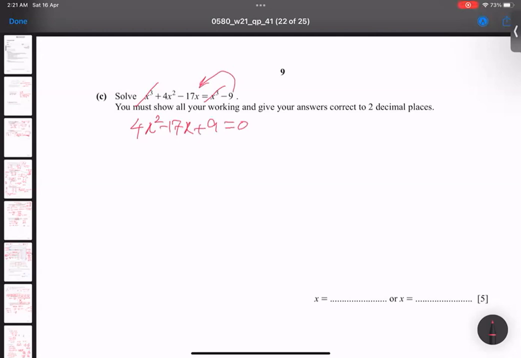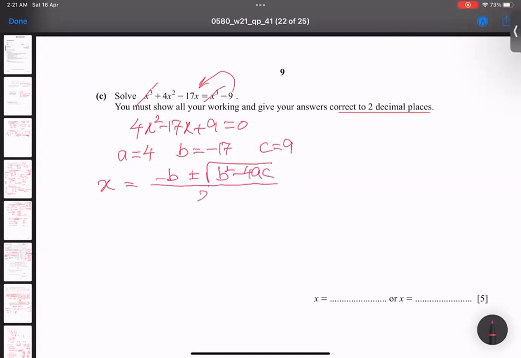And now he's saying two decimal places. Whenever he asks you for two decimal places, it means we are bound to apply the quadratic formula. Not bound, but because of the decimal places, we have no choice. We have another choice, completing the square, but this is a better way. A is 4, B is not 17. Some students write 17, it is minus 17. C is 9. And the quadratic formula is what? Negative B plus and minus the root of B square minus 4AC. Some students make this a short line. No, you make the full line till there. And divide by 2A.